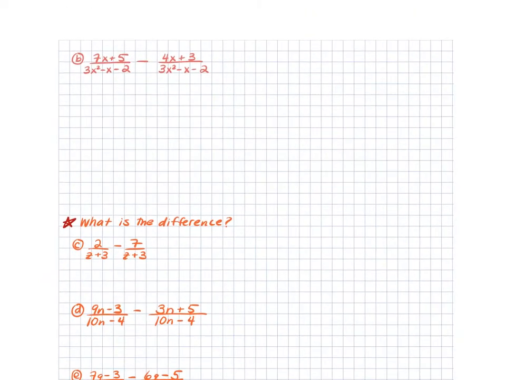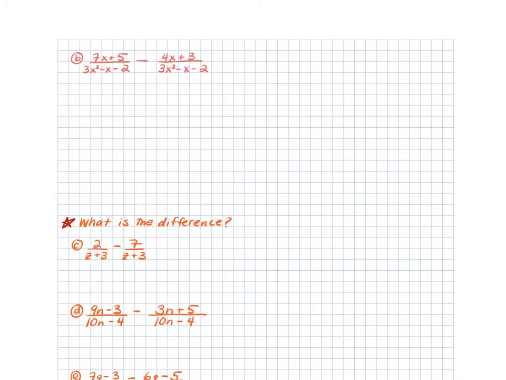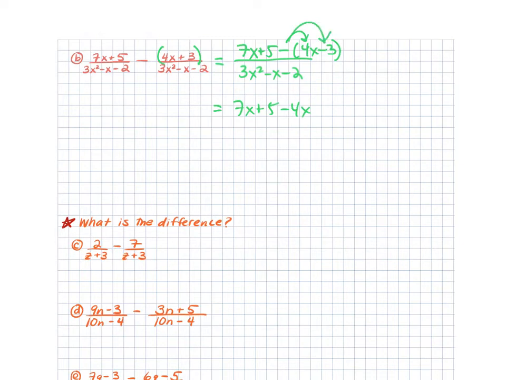Okay, and then here, we're starting to get a little trickier, right? They still have the same denominator, 3x squared minus x minus 2. And then the top would be 7x plus 5, but then minus the whole numerator here, which means you have to distribute your negative. So just be careful there. That's where it gets a little tricky. 7x plus 5 minus 4x, but then also minus negative 3, which is plus 3. Okay, and then 3x squared minus x minus 2.